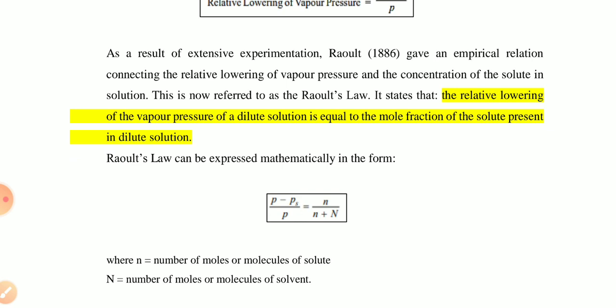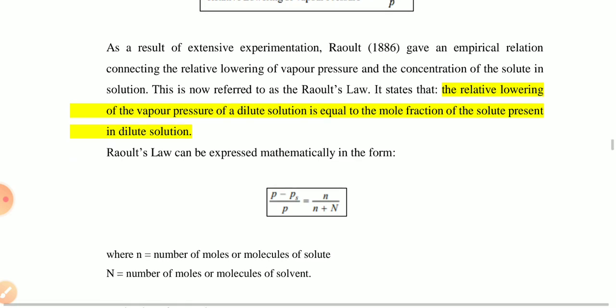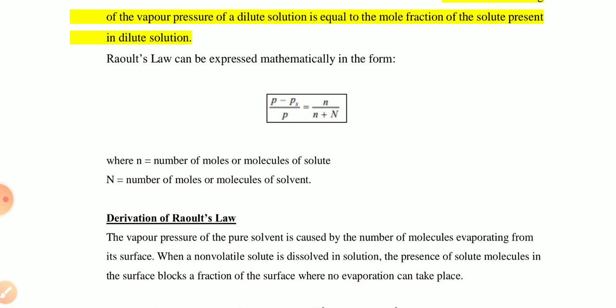So according to Raoult's law, it is also expressed mathematically as (P minus Ps) by P, the relative lowering of vapor pressure, equals n by (N plus n), where small n is the number of moles or molecules of the solute, and capital N is the number of moles or molecules of the solvent.